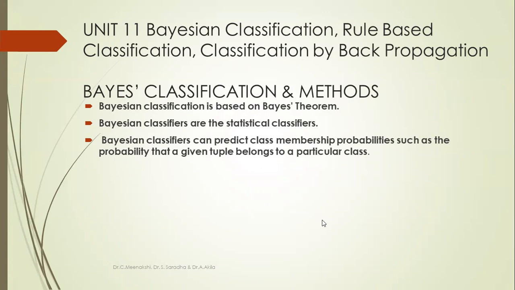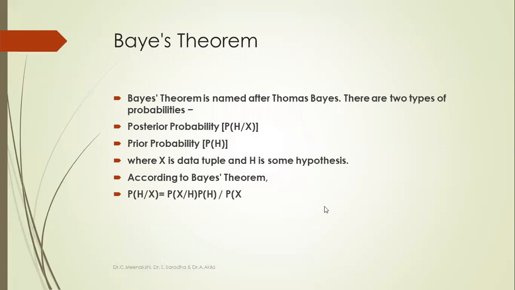Now we will see the Bayesian classification approach. This is based on the Bayes theorem, and it is a statistical classifier. It also predicts class membership, such as the probability that a given tuple belongs to a particular class. The Bayes theorem is named after Thomas Bayes, who gave the theorem, and it has two types of probabilities.